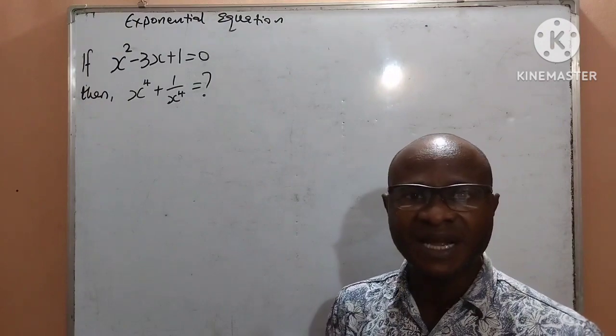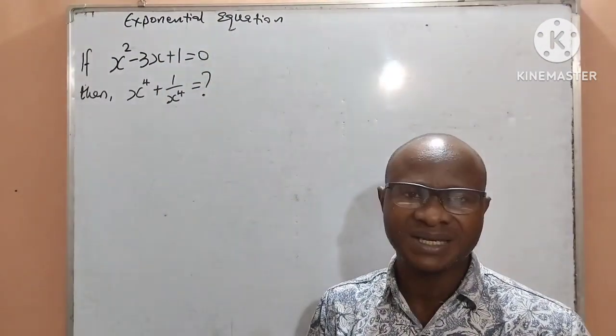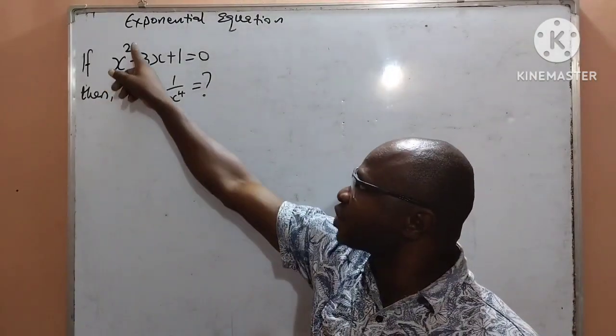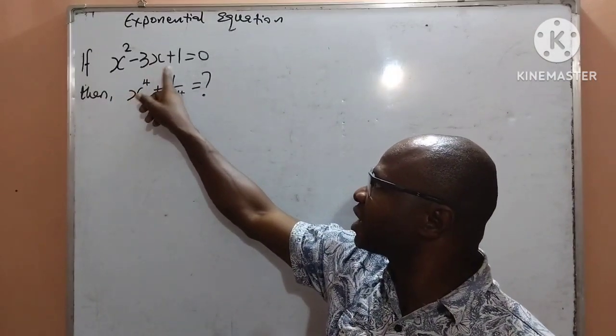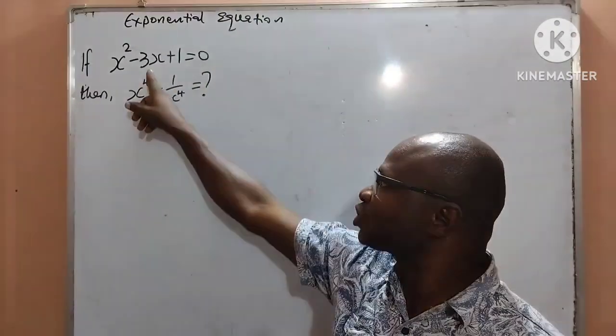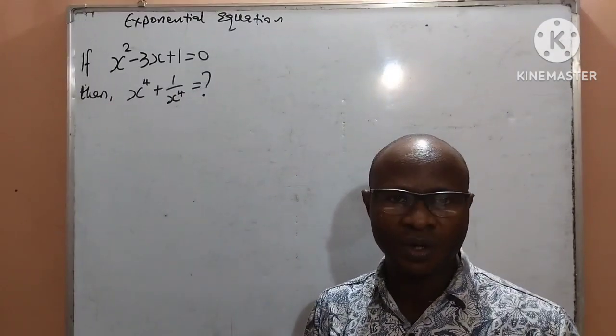In today's mathematics class, we'll have an exponential equation. And this is an Olympiad math question. If x raised to the power 2 minus 3x plus 1 is equal to 0, then x raised to the power 4 plus 1 all over x raised to the power 4 is equal to what?